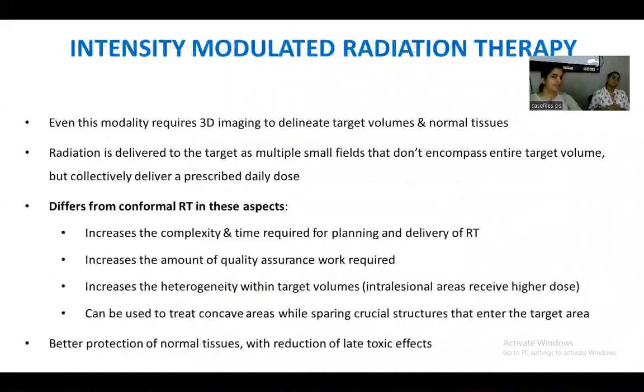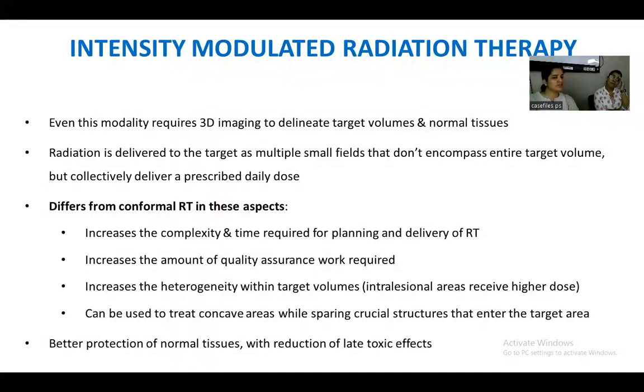Now, the next modality is intensity modulated radiation therapy. This modality also uses 3D reconstruction to delineate the target volumes and the normal tissue. Here also, the radiation is delivered to the target as multiple small fields that don't encompass the entire target volume, but they collectively deliver a prescribed daily dose. So basically, the target volume is divided into multiple fractions, and multiple beams are transmitted to a particular fraction. So entirely they cover the whole total volume.